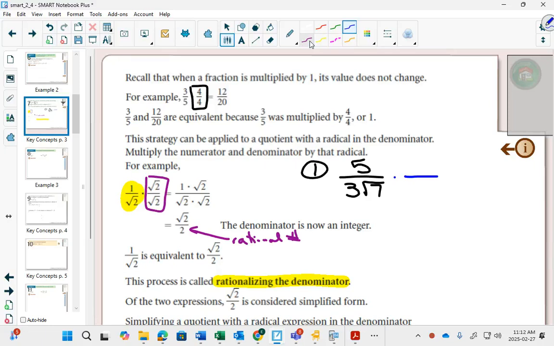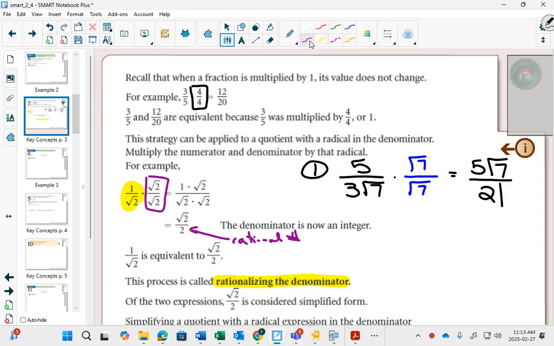And whatever you put on the bottom, you have to put on the top. A square root of 7. So what would I get in the end? On the top, I would have 5 square roots of 7. And on the bottom, square root of 7 times square root of 7 is just square root of 49, which is just 7. Still have to times by 3. 7 times 3, 21. That would be considered rationalizing the denominator.